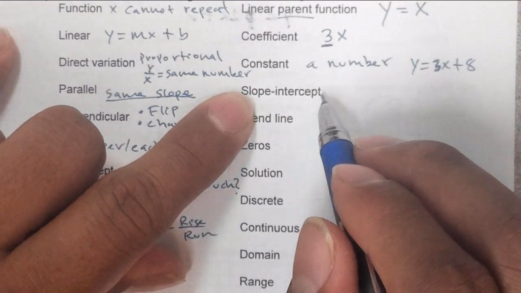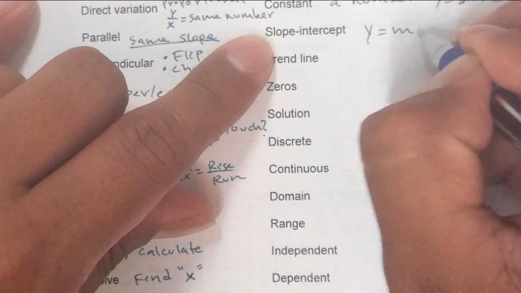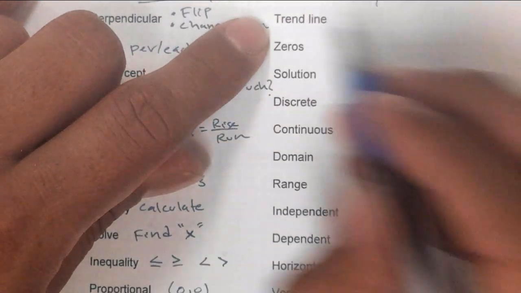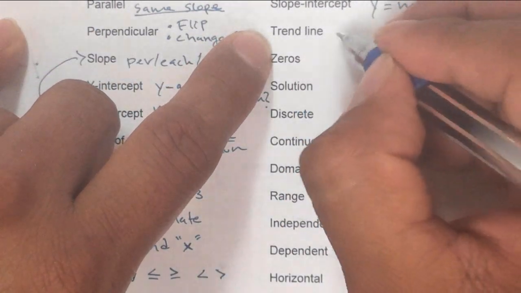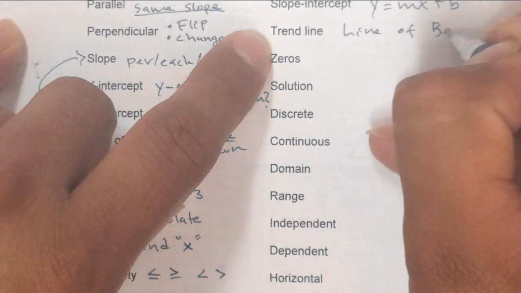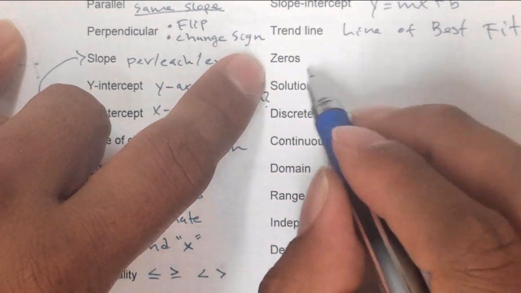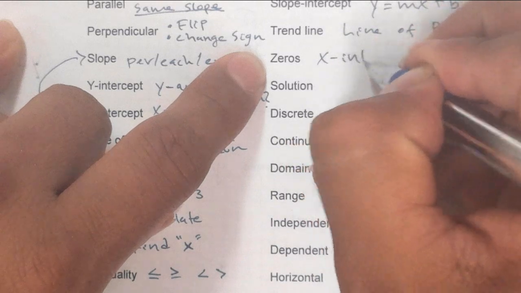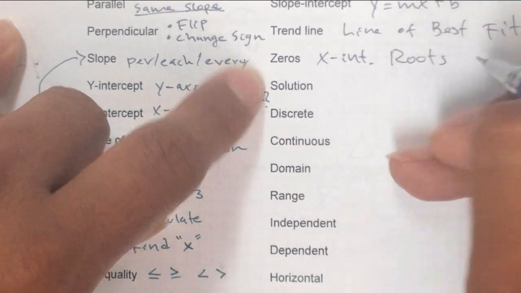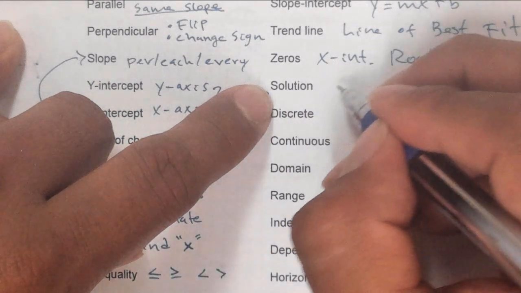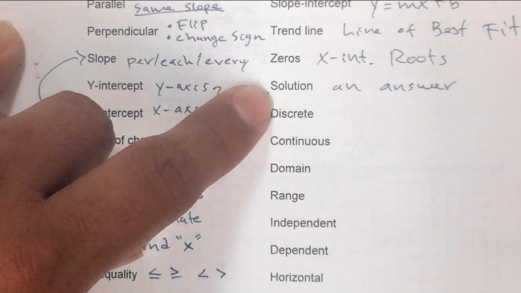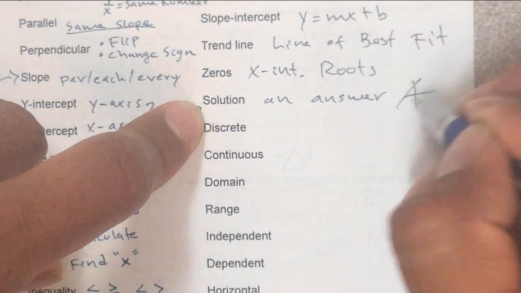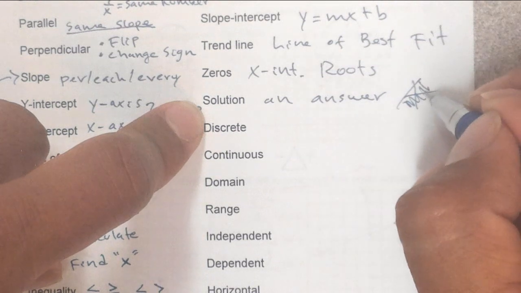Slope-intercept form, again, you have your formula chart. That is y equals mx plus b. Trend line, we did some trend lines earlier, so that's just a line of best fit. Zeros are just x-intercepts or roots. Solution is basically an answer. When you find x, that's the solution. Or if you have shading, the solution will be on the shaded area. Okay, that's the solution.